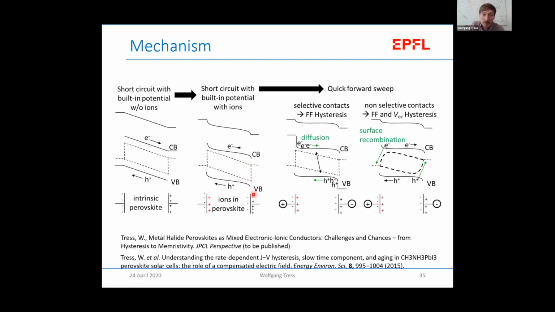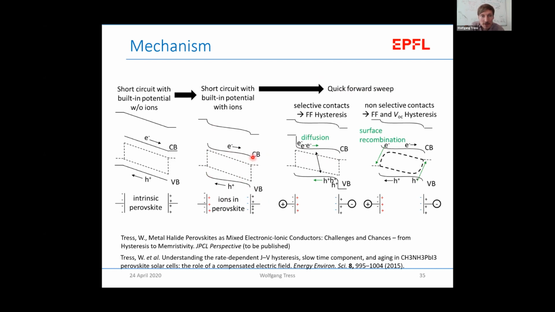So this means, of course, that we now want to do our JV sweep, and we want to extract these electrons, and now we suddenly apply forward bias, so we go towards open circuit voltage.